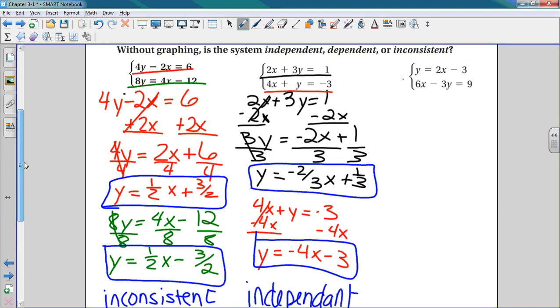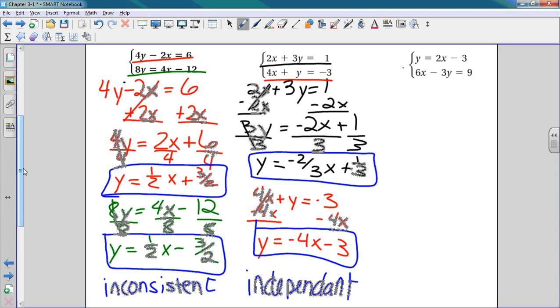Now let's go to the last one. You can probably guess that it's going to be, I did all three, it's going to be dependent. But let's solve it so we can figure out what they look like. Okay, do we have a question? Anybody? Because they're just two different lines. They're not the same at all. They're going to cross at one spot. They're not parallel, and they're not the same line.